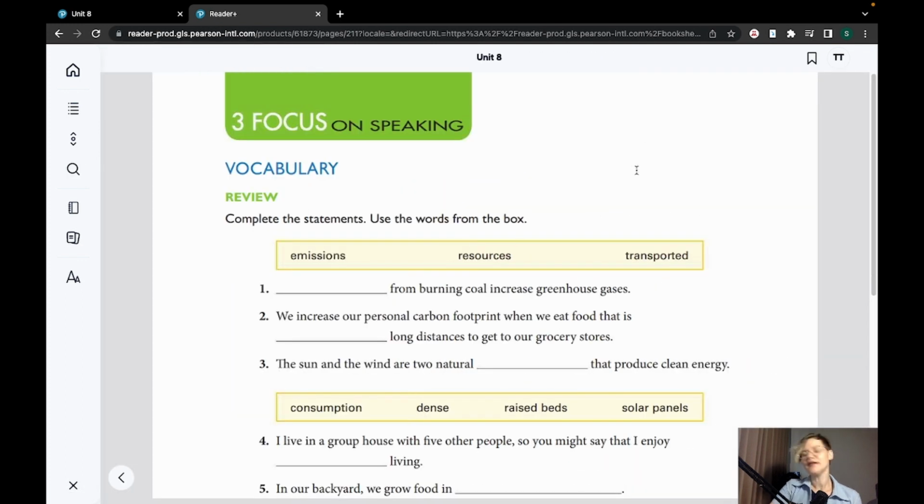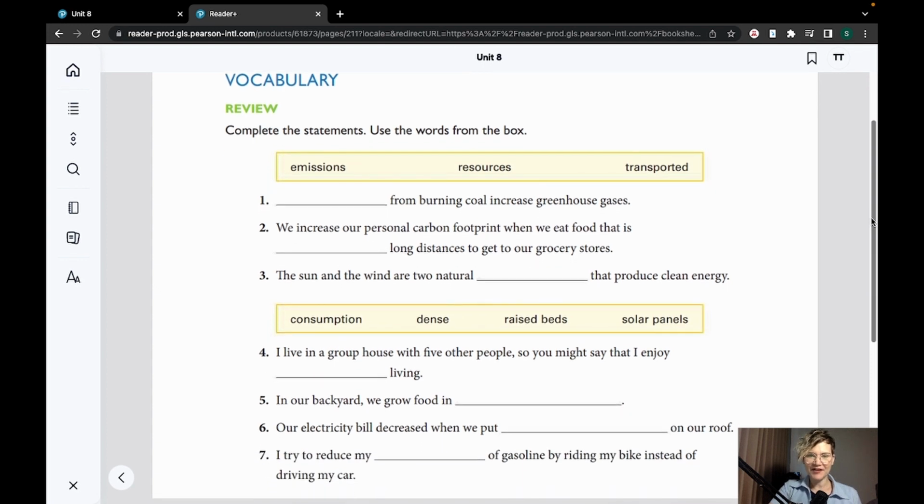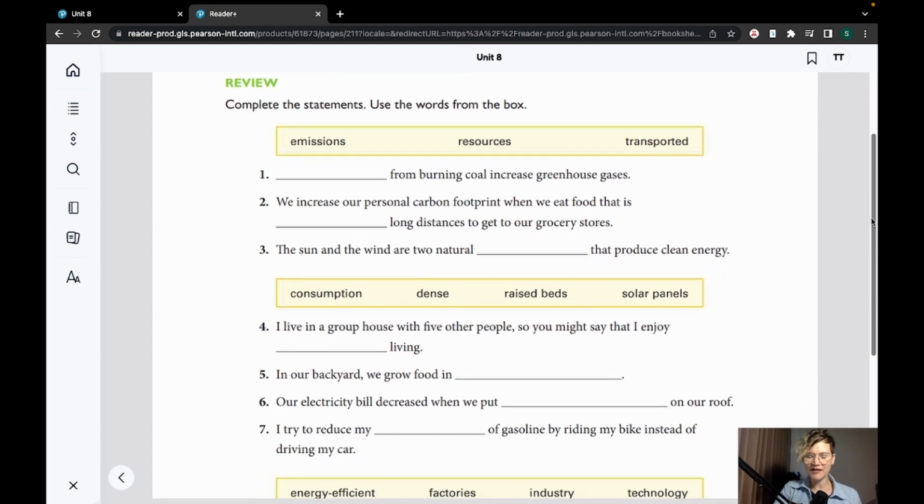Here we go. And of course, we're going to review the vocabulary that we have studied throughout the unit. That means listening 1 and listening 2. Now, first thing you're going to do is complete the statements. So you're going to use the words from the box. As you can see, there are several words in the box. Can be 3, can be 4.